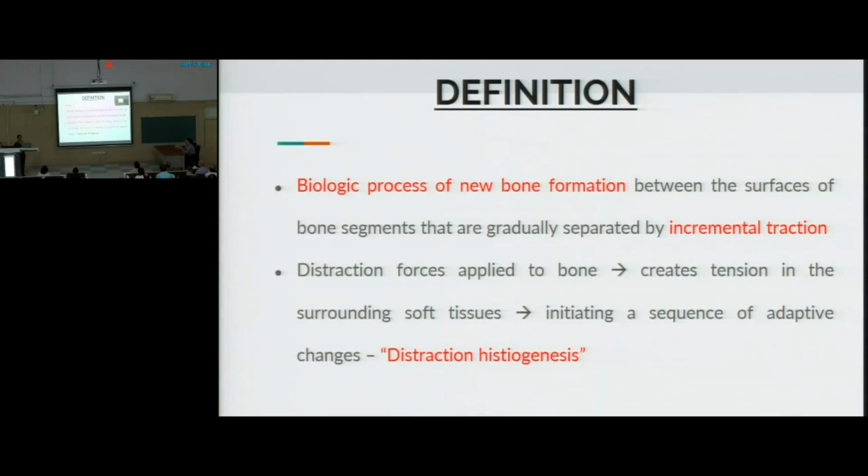What is distraction? It is a biologic process of new bone formation between the surfaces of the bone segments, which are separated by incremental traction. And when this distraction force is applied to the bone, it causes tension around the surrounding tissues, which gives sequential adaptive changes, which is the term distraction osteogenesis.